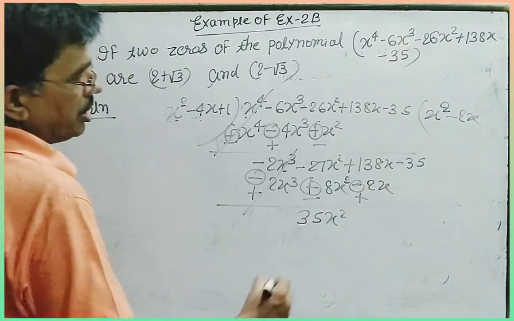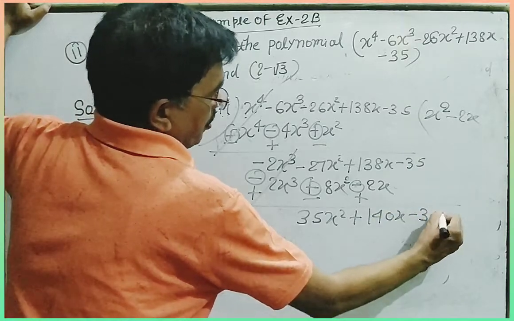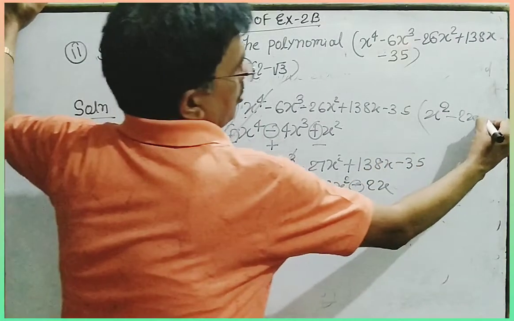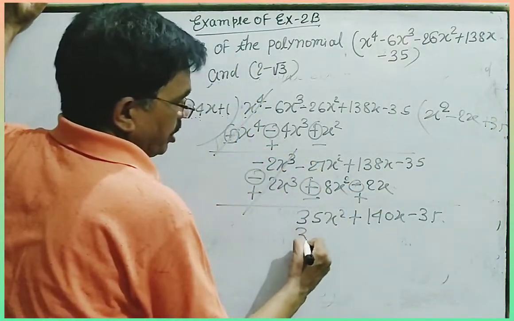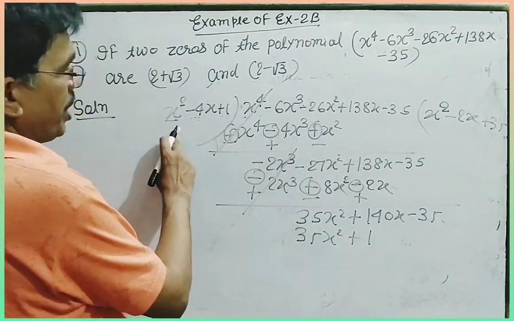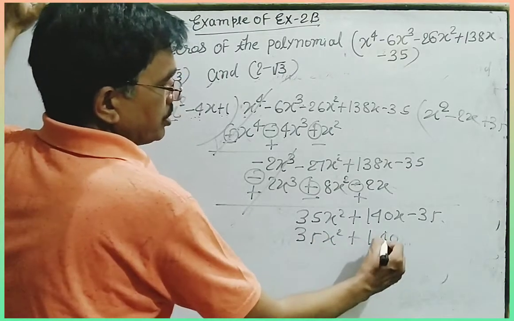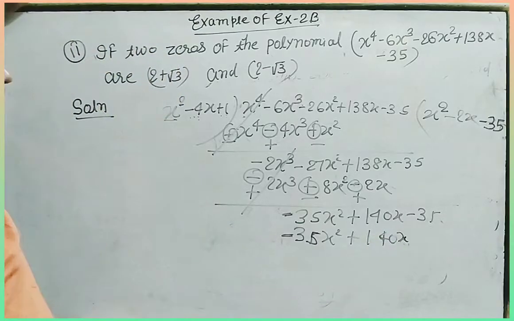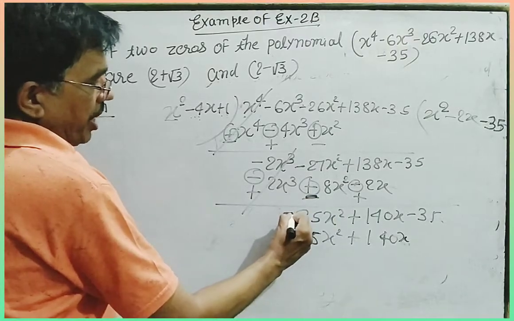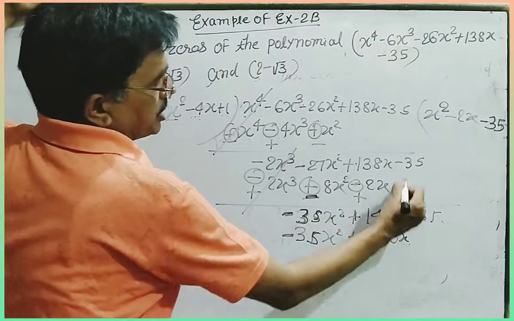35x square, and here is 140x minus 35. Dear friend, here is x square and 35, so you solve here 35. Then you get 35x square plus 35x square, and here is plus 140x minus 35. So it is minus 35x square plus 140x minus 35.